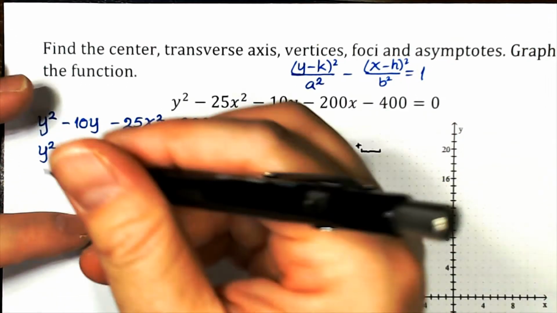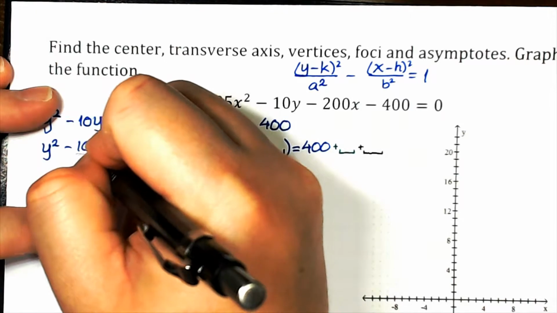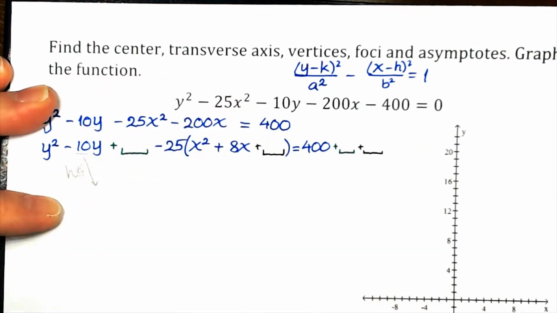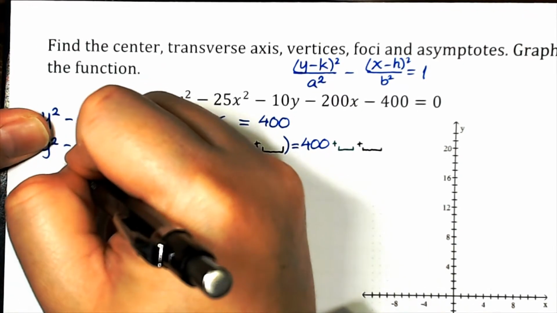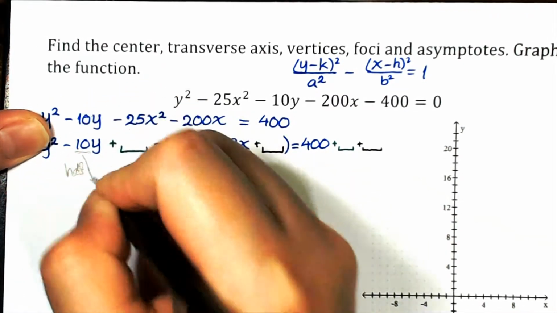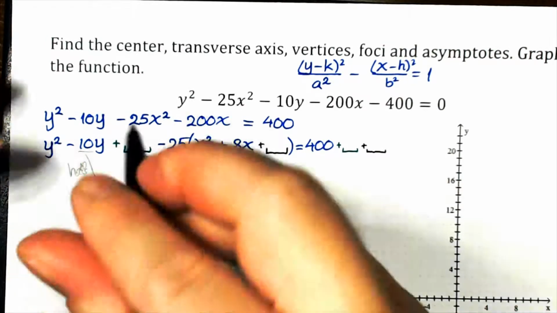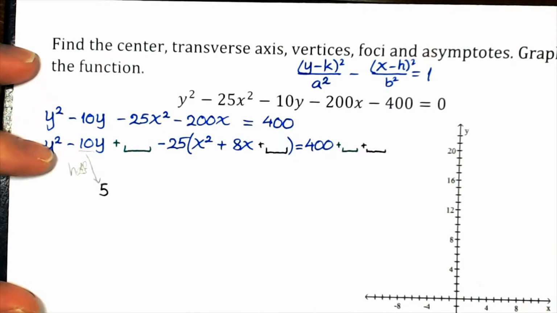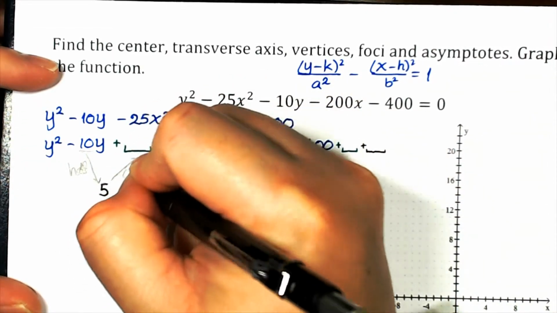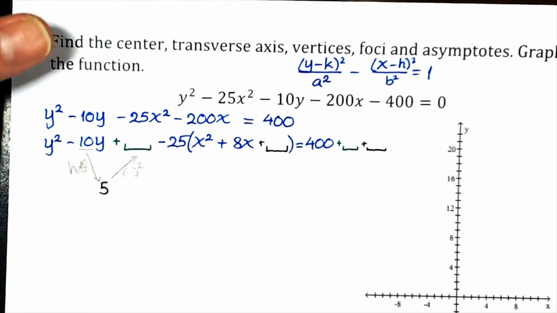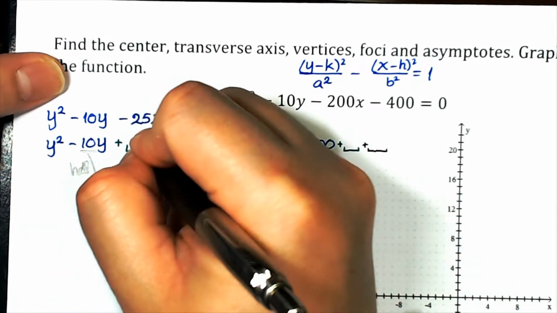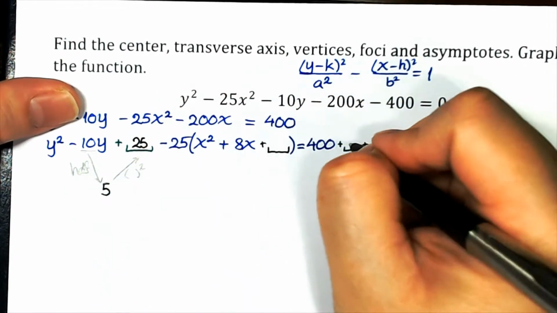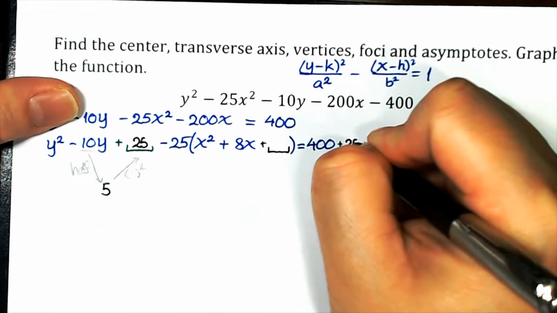And to do the completing the square, we take half of the middle number here, that is half of 10, and that gives us 5. And then we want to square it. So we take half and then we square. 5 squared is 25, so we're going to add 25 on this side and 25 on that side.